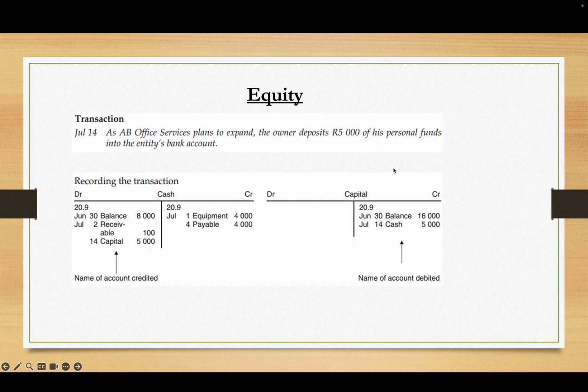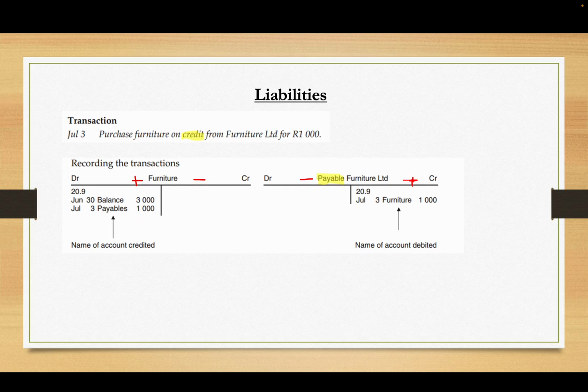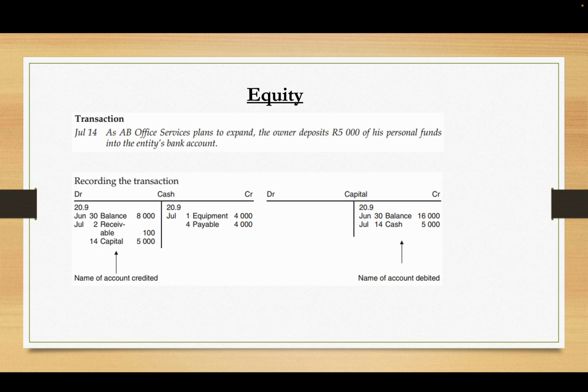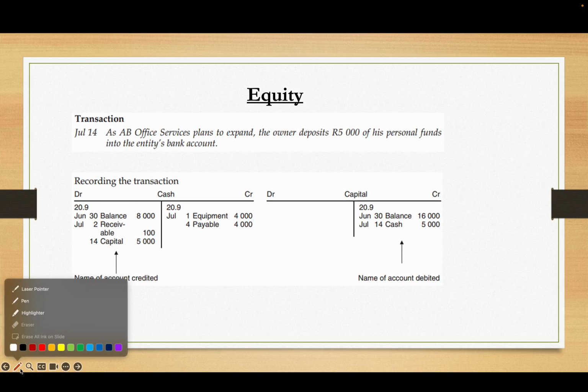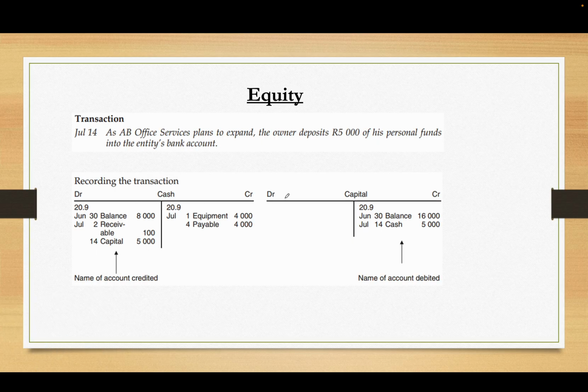Okay, so we're gonna move on to equity. So equity, remember, it's capital, it's income, and it's expenses. Those are the three that fall under equity. And equity, luckily for you guys, it's the same minus plus as liability. It's the same. So let me just write it down for you guys. It's the same. It's a minus.